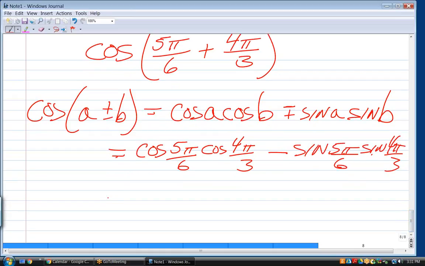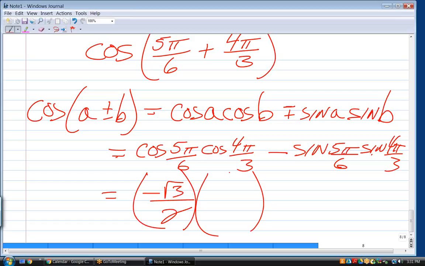What's cosine of 5 pi over 6? Root 3 over 2. Actually, was that right? Positive or negative? It's in the second quadrant, so negative root 3 over 2. There you go. That's the same as 30 degrees. Cosine of 30 is root 3 over 2. It's negative because it's second quadrant. I'm going to put parentheses around it so we'll make sure we're multiplying.